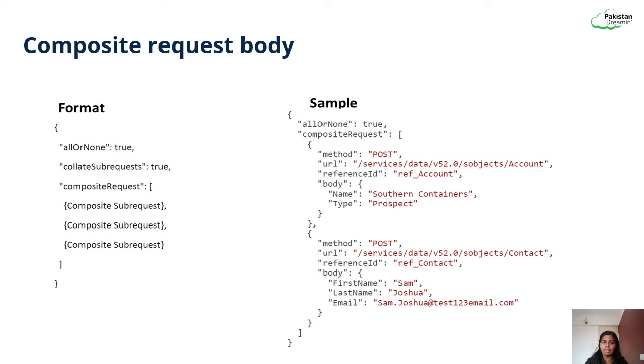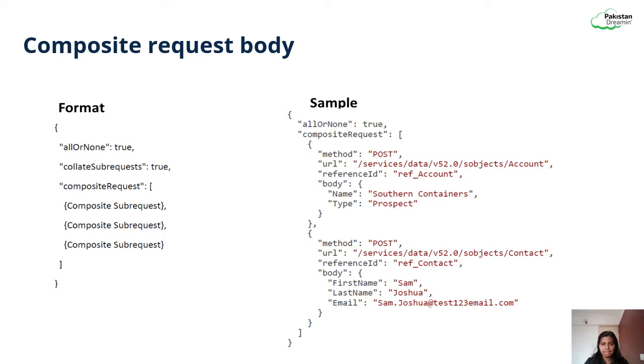This parameter we have already discussed as one of the advantages of composite resources, that the processing speed can be made faster. We saw that in the previous slide. Now after that, you can see that there are multiple composite sub-requests. Each of these is a REST API call.